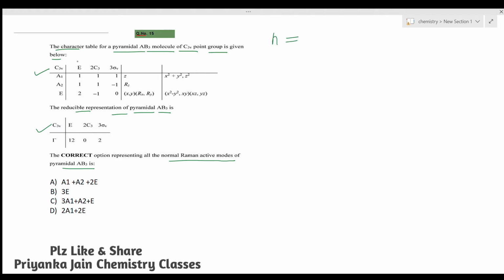For this we have to look at the identity operation. In this, the characters given are 1, 1 and 2, so we take their squares: 1 squared plus 1 squared plus 2 squared equals 6. It means the order of the group is 6. Now, since we have already been given the reducible representation, we have to split this reducible representation into irreducible representations.